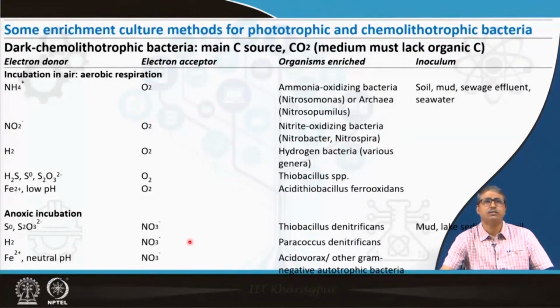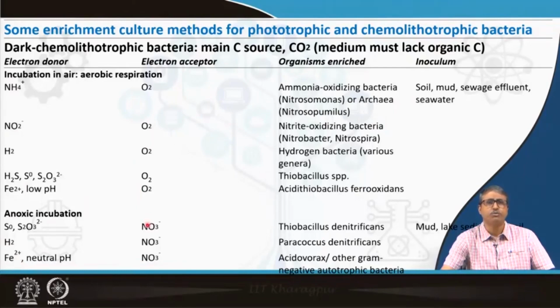Now, for the dark chemolithotrophic bacteria which actually do not require any kind of light source, the electron donors are again, for aerobic, ammonia to nitrite, hydrogen, etc. And for the anoxic incubation we can have sulfur or other sulfur compounds, hydrogen, Fe2+, etc.